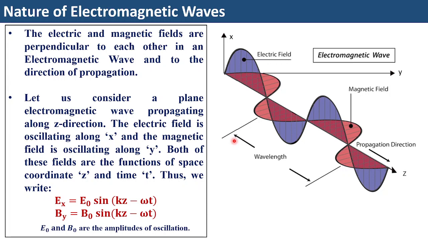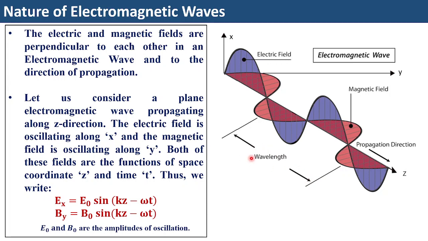Now, nature of electromagnetic waves. The other day in a different lecture, I already told you that an electromagnetic wave is nothing but an oscillating electric and magnetic field. So, you can see in the vertical direction, we have an oscillating electric field, and in the horizontal direction, we have an oscillating magnetic field, and ultimately the wave is coming in the z direction.